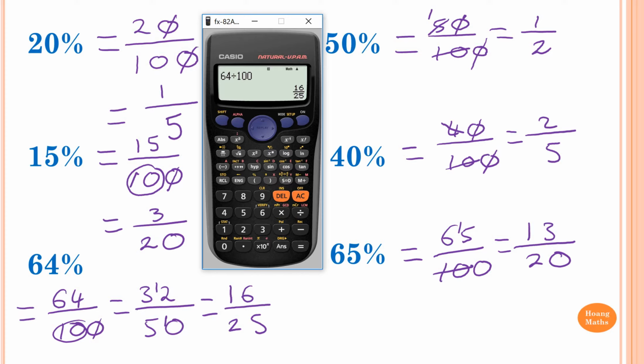Now let's try 50%. So 50 over 100. There you go, a half. Or 40%, so 40 divided by 100. There you go, 0.4. But press SD, so 2/5. There you go. 65% is 65 divided by 100. If I like, I can do this and press SD. So 13 over 20. Let's try a different one now.